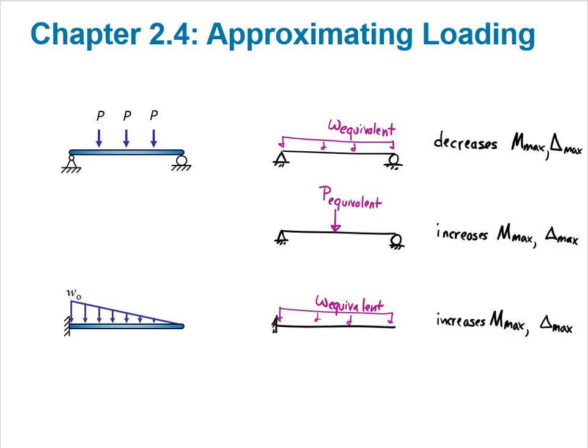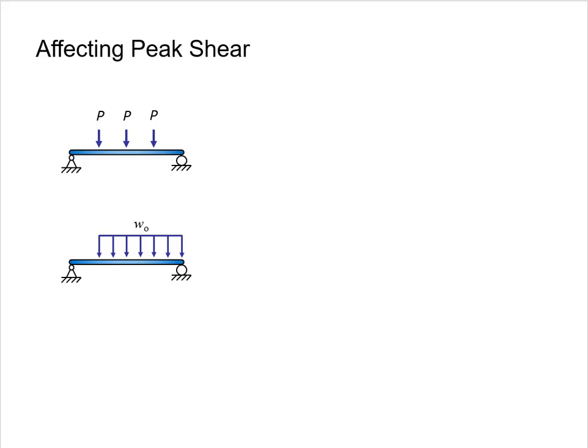So the key is not whether load is moved toward the ends or toward midspan. It is whether the load is moved toward or away from the supports. That shows us how to predict the effect on peak moment and displacement, but what about shear? In all of these cases, the peak shear has been unchanged. So what affects peak shear? Approximating the loading will only change the peak shear if we move load away from one support and toward another.